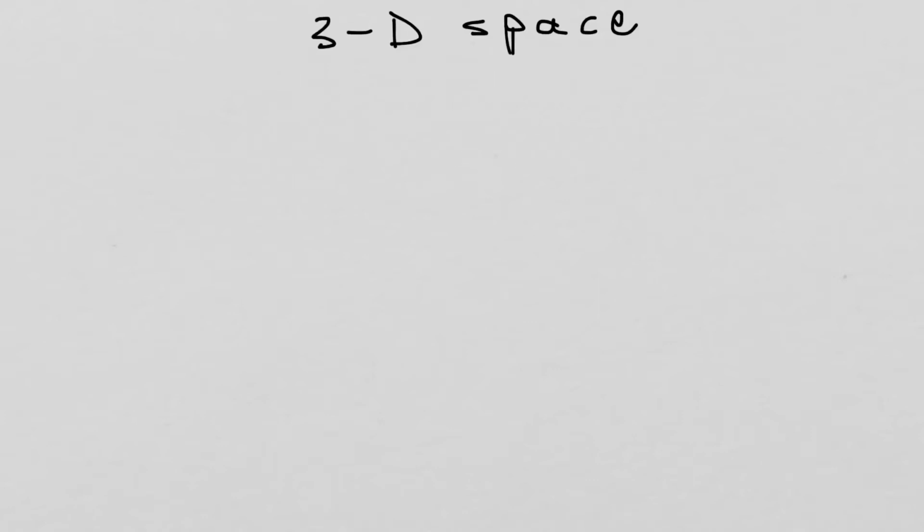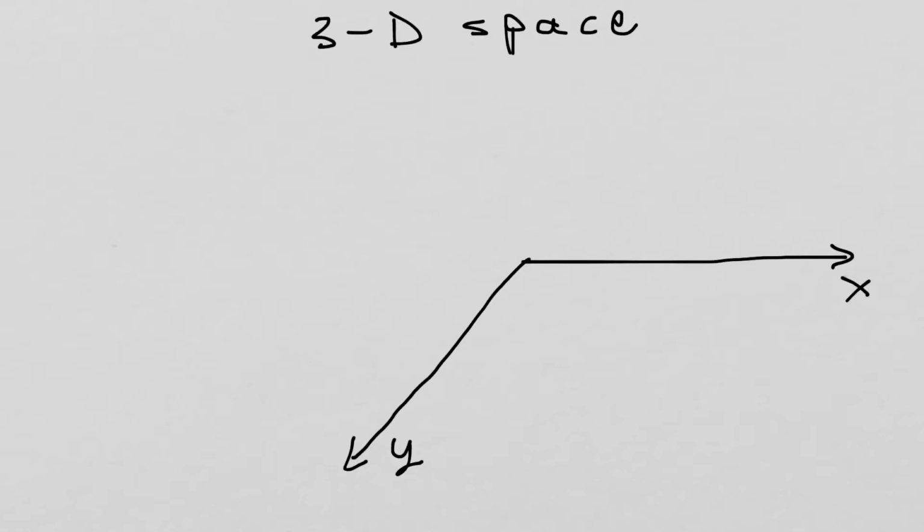So if I was to draw 3D space, I could say my x-axis, let's draw in this orientation, then my y-axis in this orientation. So this is basically a piece of paper on a table, if you will. Then the z-axis will rise up perpendicular to the tabletop, so we can draw a 3D space.